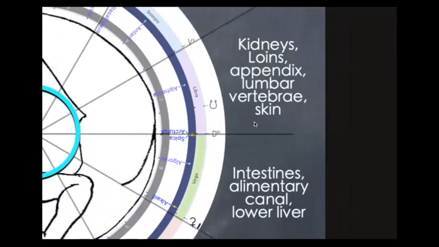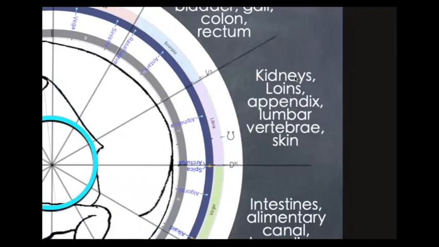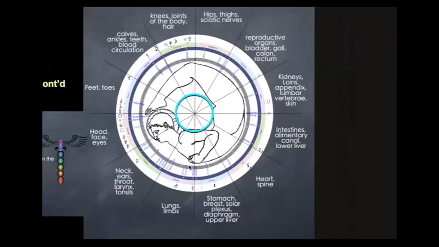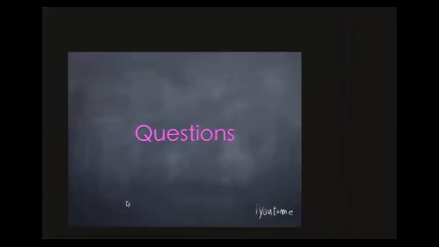So I won't go through them all. But of course, the kidneys, that's where the balance is, weighing of the heart, and all the way around. So this is a quick guide for you to go see. This is all in the book. Any questions so far?